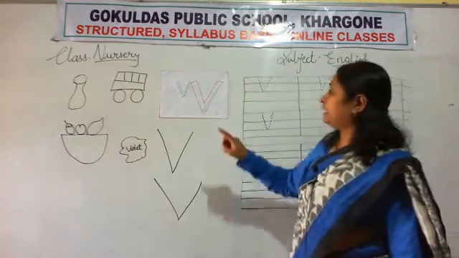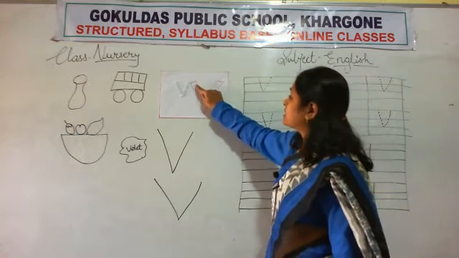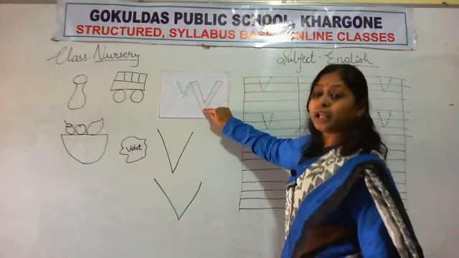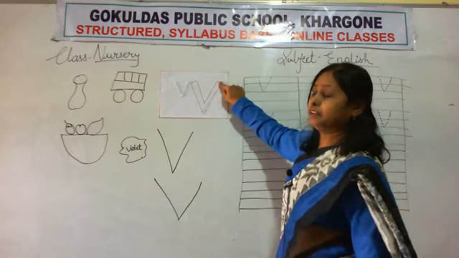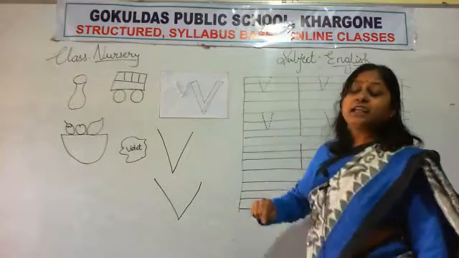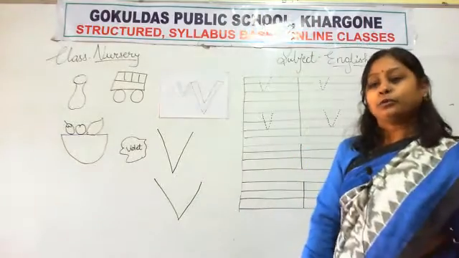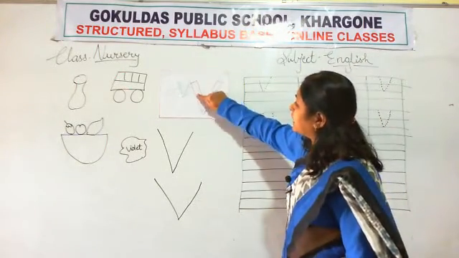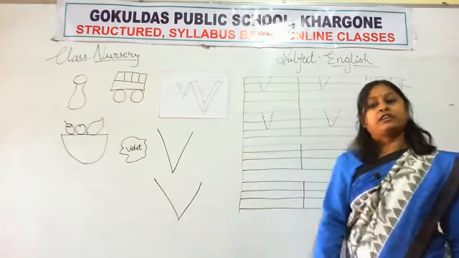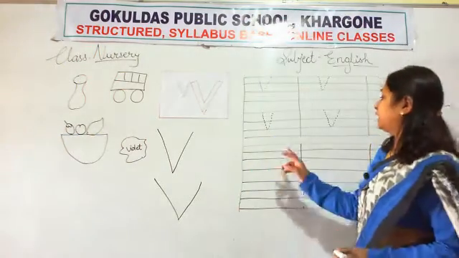How will you write letter V? Slanting line down and then slanting line up. So which letter will form? Letter V. Look here. Slanting line down and slanting line up. So which letter will form? Letter V.